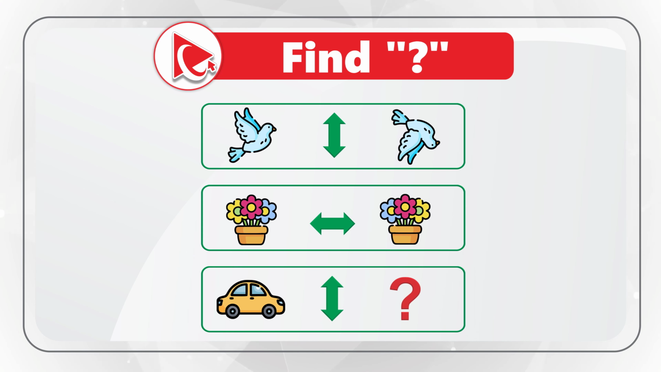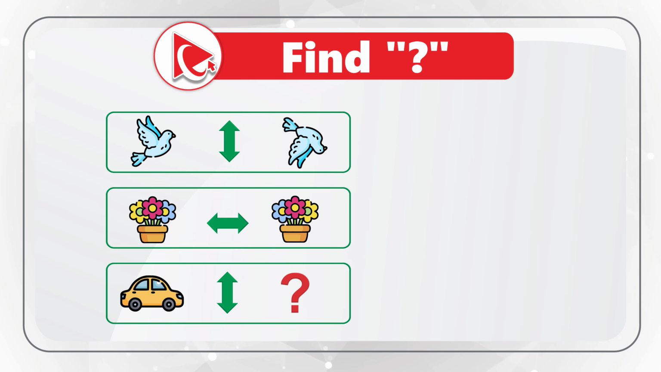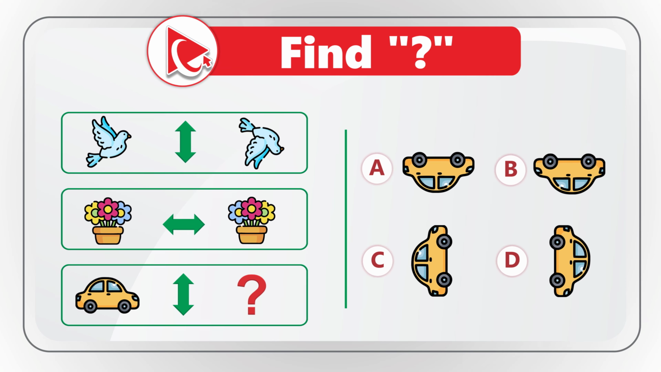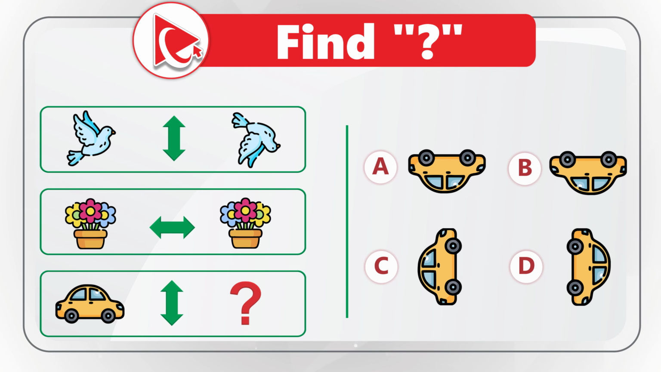You need to select the missing item out of 4 possible choices: choices A, B, C, and D. Take a close look to see if you can come up with the solution. If you can't figure it out, consider pausing this video to see if you can get to the answer.